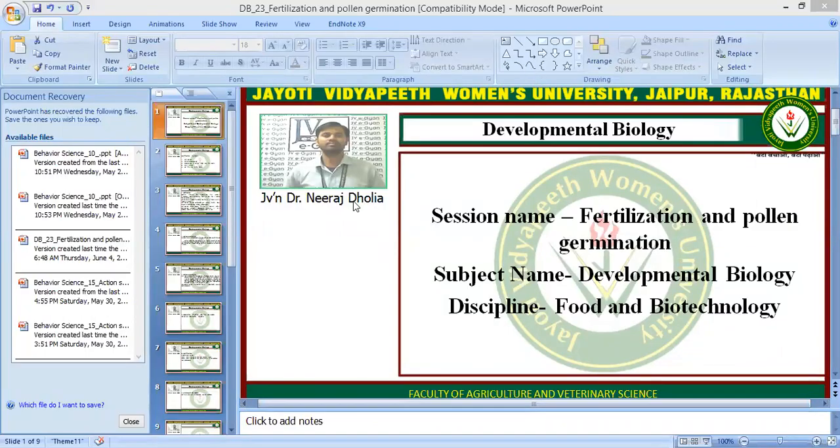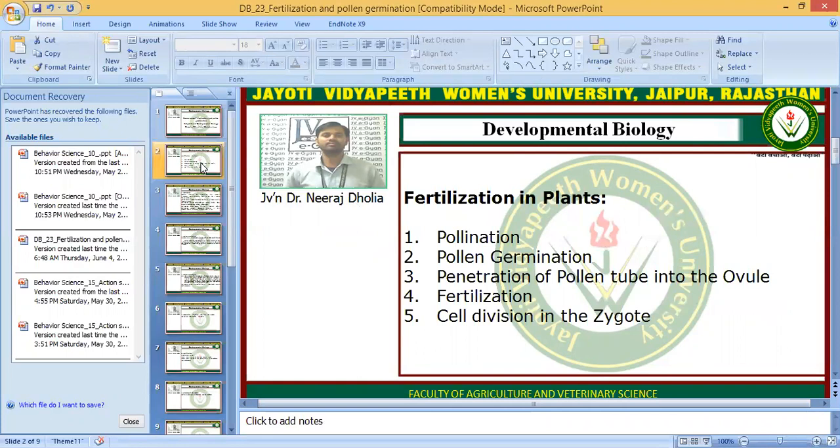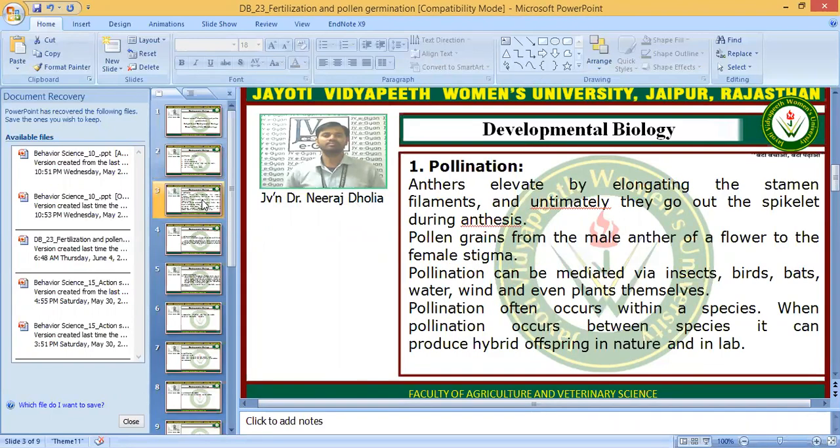So today we are going to discuss the topic, fertilization and pollen germination. This topic was incomplete in the previous lecture, so let's start. The fertilization process in plants has 5 stages: pollination, pollen germination, penetration of the pollen tube into the ovule, fertilization, and cell division in the zygote. Let's start with the first, pollination.